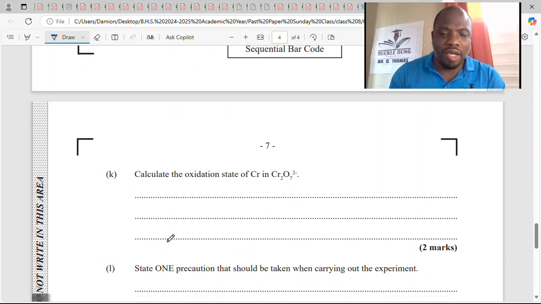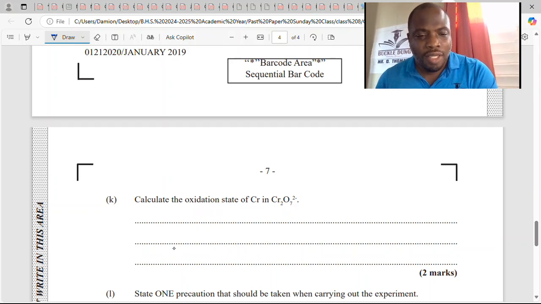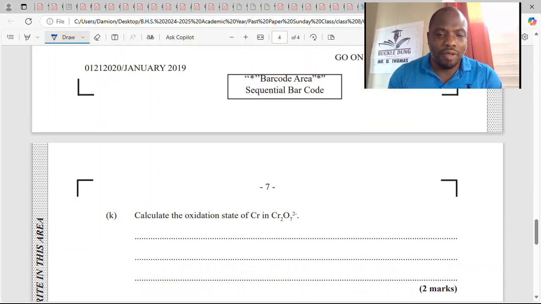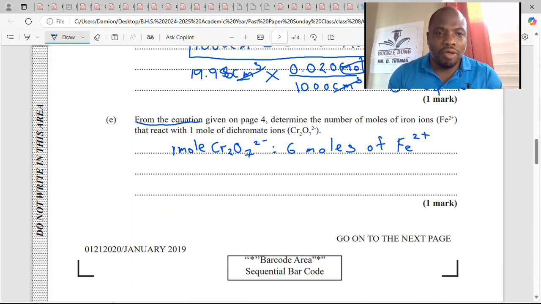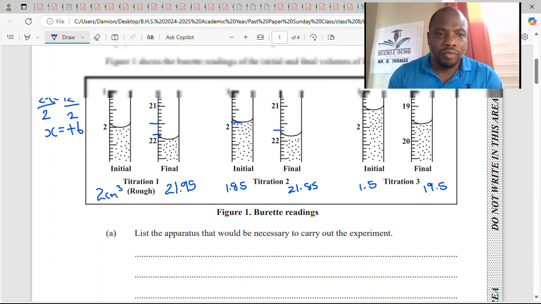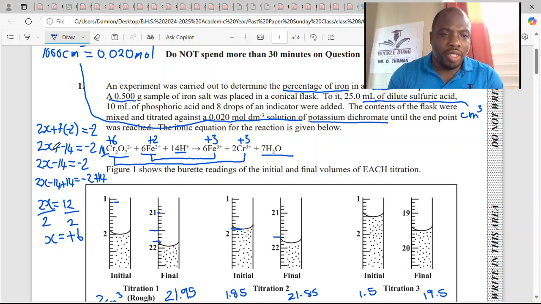We're going to K. So, calculate the oxidation state. Now, I think we worked this out earlier, so I'm not going to do another run through. I can go back to it. When we were looking at the question to determine the oxidation number, we worked it out. So let me jump back to it and do the explanation right here. This is where we did it.